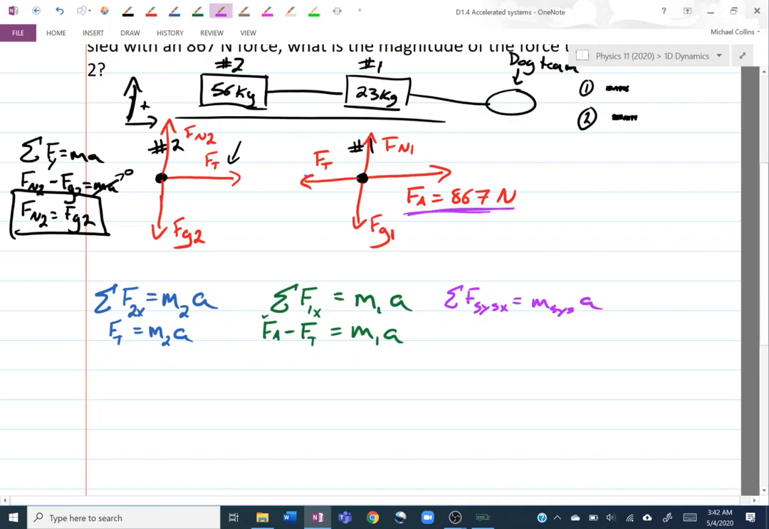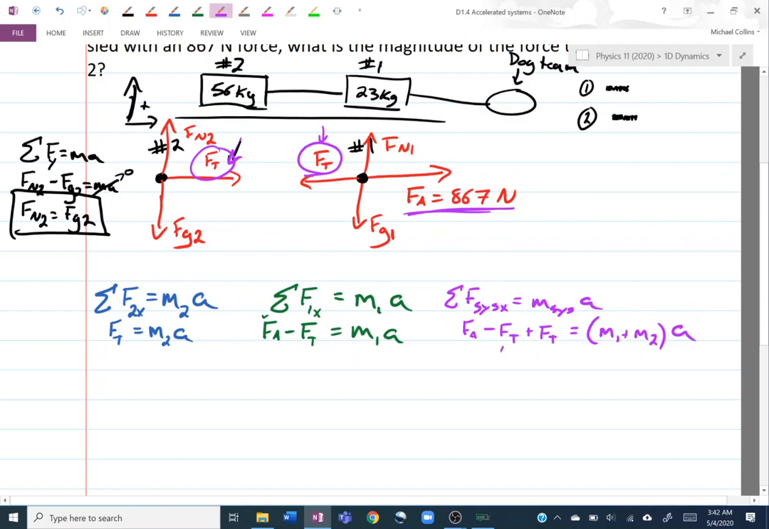I have 1, 2, 3 forces in my x-plane. My FA is positive. This first FT is negative. This second FT is positive. And that's going to be equal to my mass of my system, which is m1 plus m2, times the acceleration. So at first glance, I'll be like, well, I have the exact same problem. I still have the force of tension, and I still have my acceleration. I have two unknowns. I can't do anything.